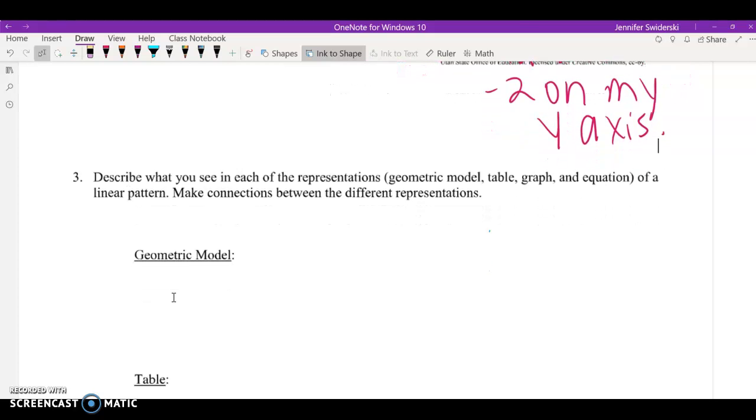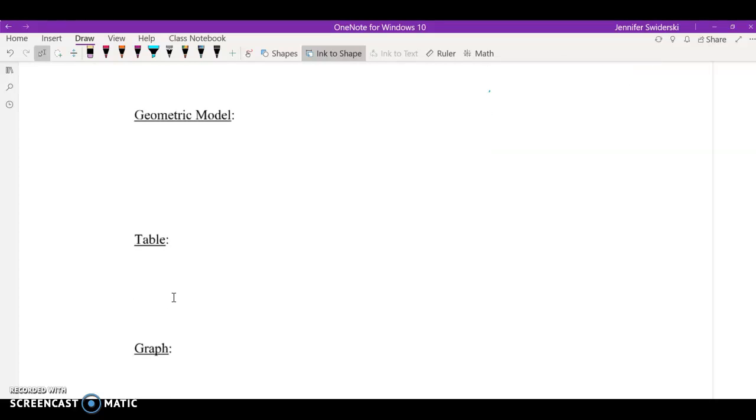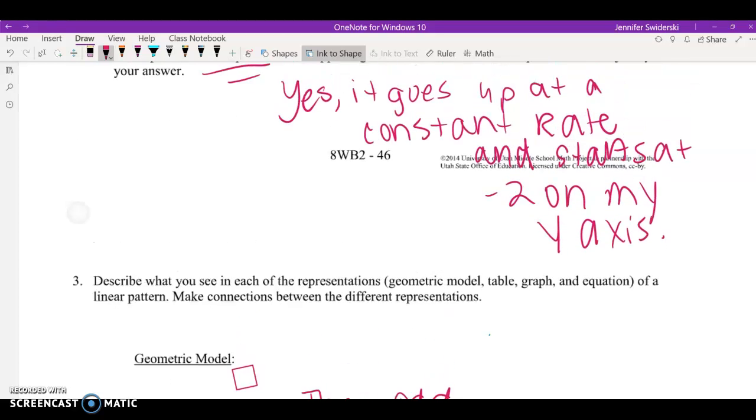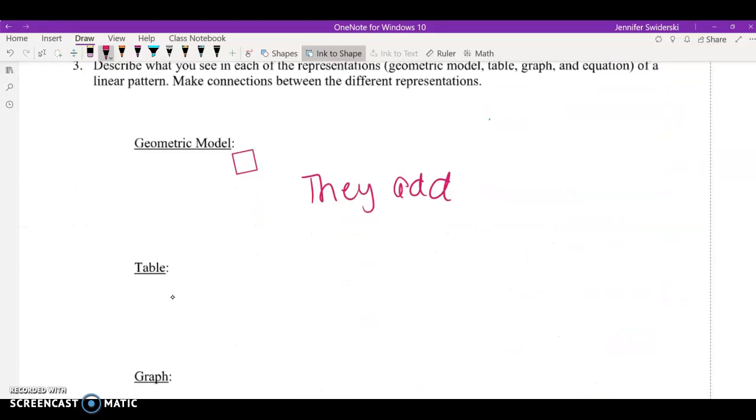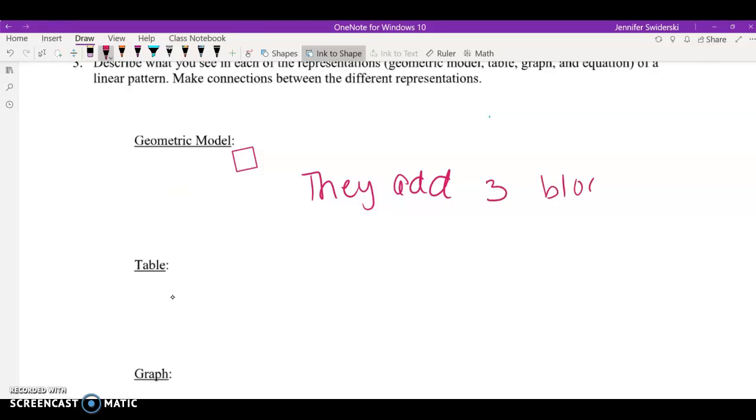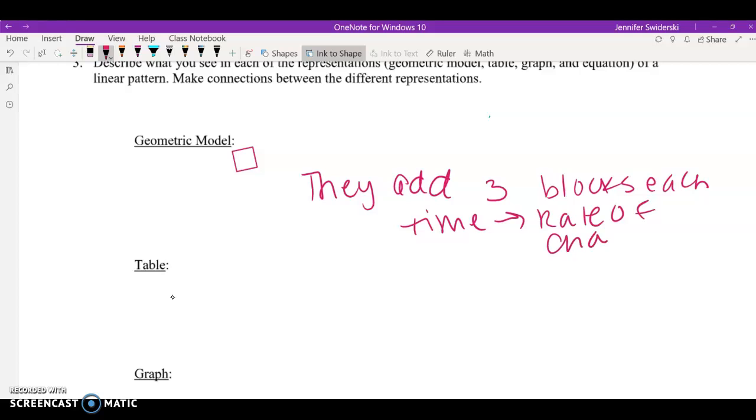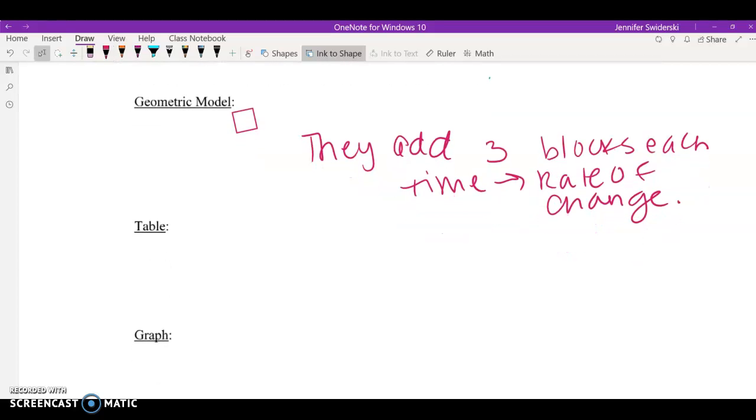A linear pattern makes a geometric model, or in the block, right? So the block above, how many blocks do they add each time? 3 blocks each time. So that is my rate of change. For the table, I go up 3 in my y's, and my x goes up 1. So that would be 3 over 1. That would be my rate.